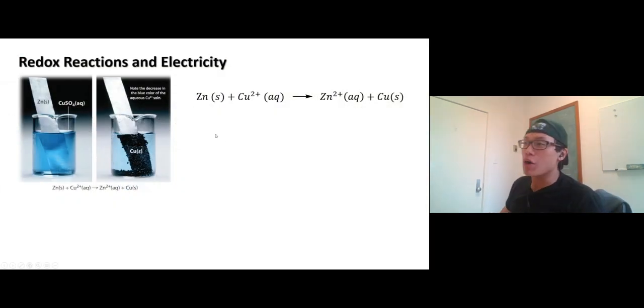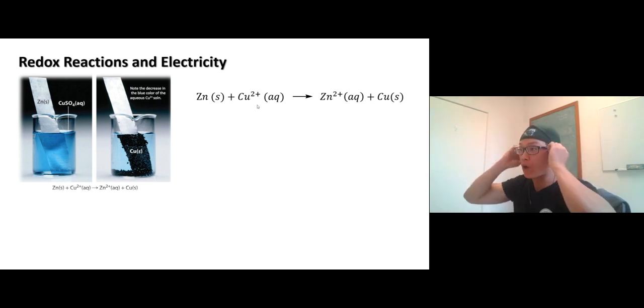All right, so now redox reaction and electricity. Let's get into what we can do with this redox reaction. We talked about electron exchange. Now where does electricity come from? Go back to a regular example of a redox reaction.